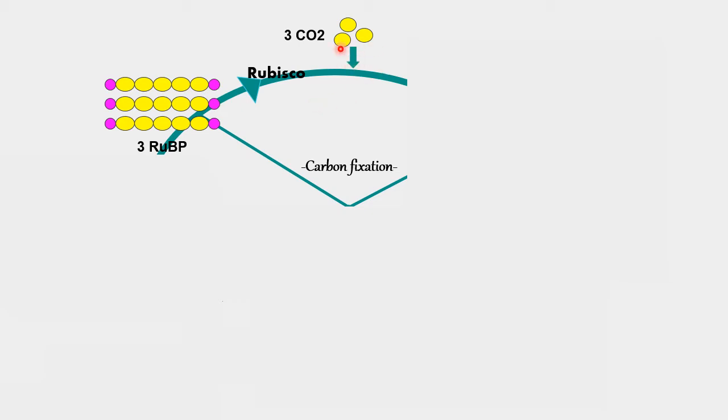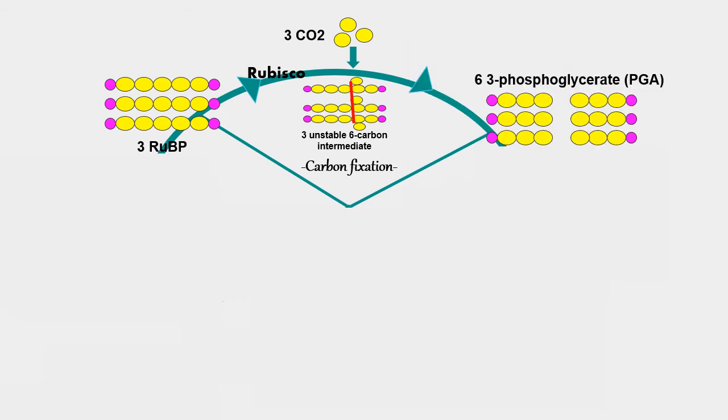When the carbon dioxide attaches to the RuBP, they will produce 3 unstable 6-carbon intermediates. These 6-carbon intermediates are unstable. Because they are unstable, they will immediately split in half. When they split in half, they will produce 6 molecules of 3-phosphoglycerate, also known as PGA for short.